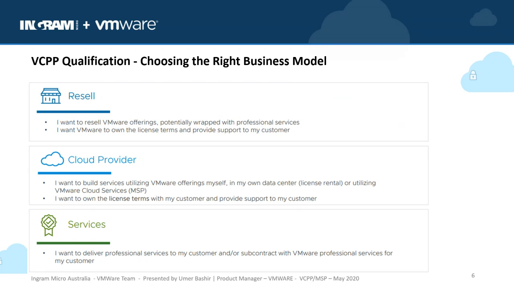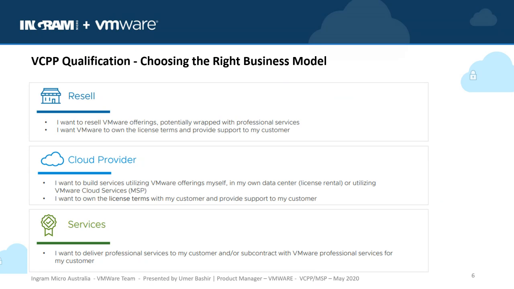He would be able to switch around if he wants to, but generally speaking, he would be the owner of the license, and you, as a service provider, would be a transaction party in this process. In the cloud provider program, you take a little bit more responsibility and you own the license. And that is what the key difference is between the reseller model versus being a cloud provider.